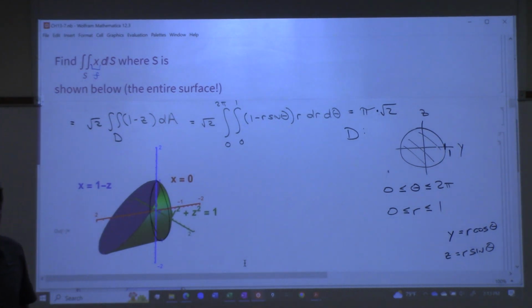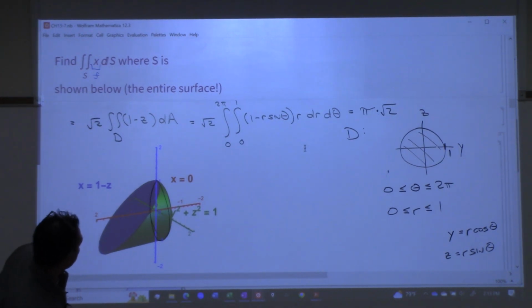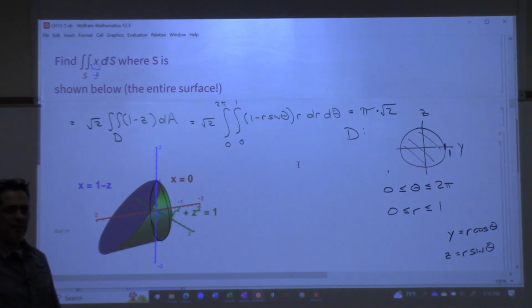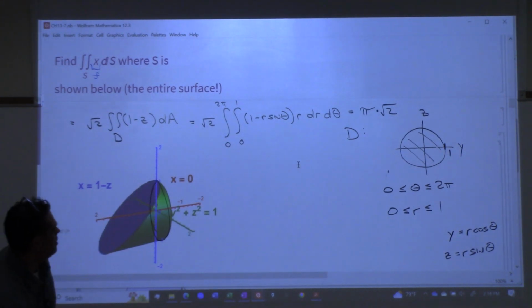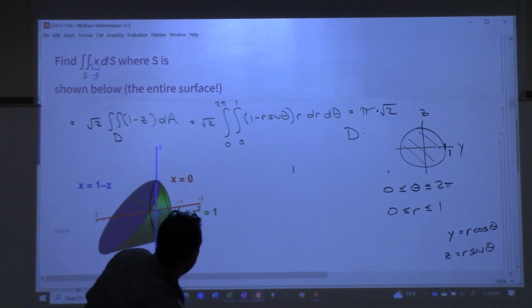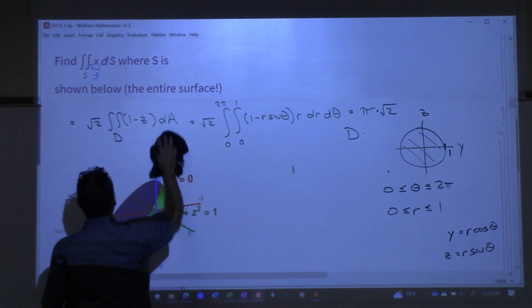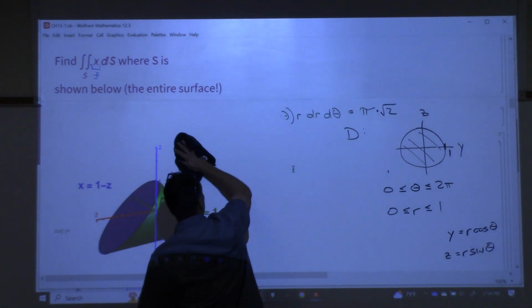Are we done? 2 surfaces down, 1 to go. So the first one gave us 0. The second one gives us root 2 pi, thank you. And let's see what the last surface gets us. Let me erase things. We're talking about S3 now, right?